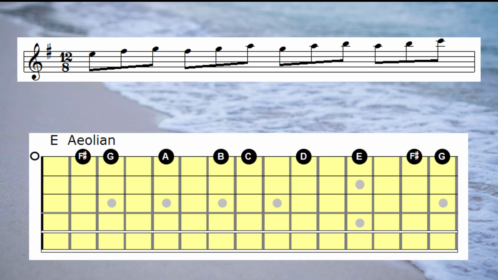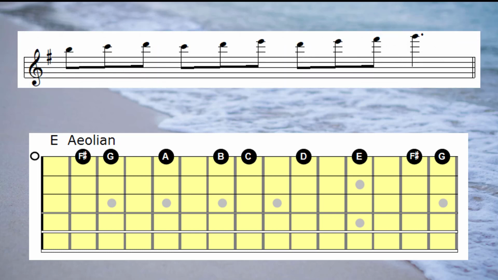The next set of notes will be G, A, B. Our next group of 3 will be A, B, C. Continuing to the next bar, and the notes will be B, C, D, followed by C, D, E, then D, E, F sharp, and finishing on G.